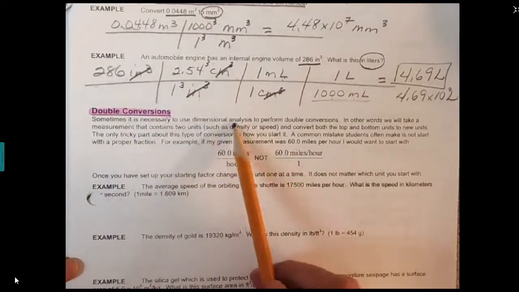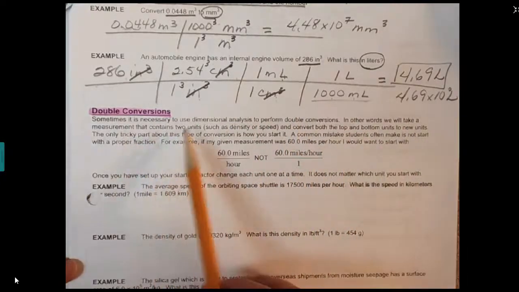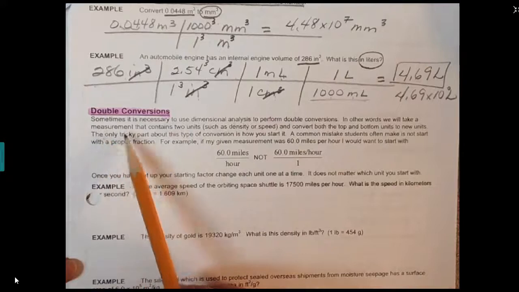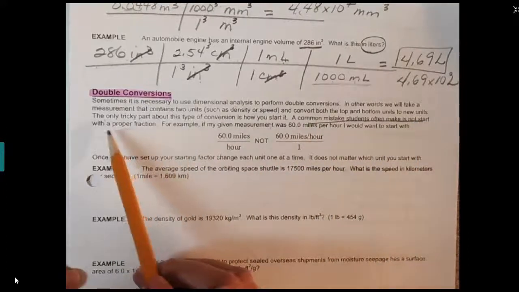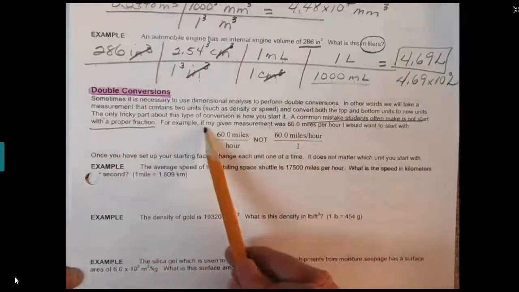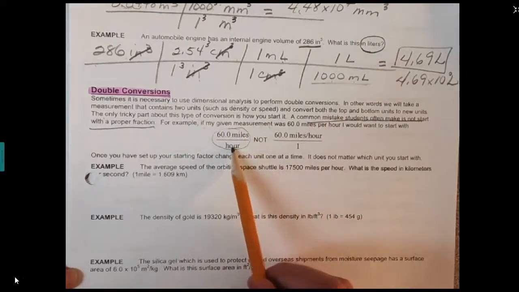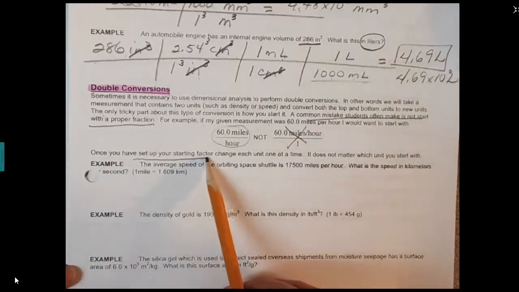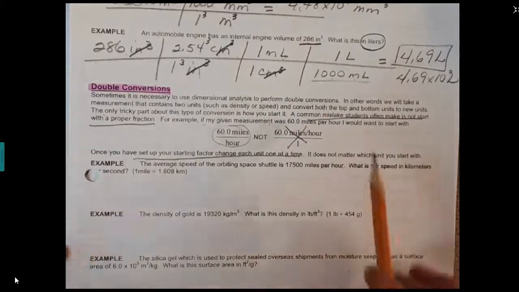Sometimes it is necessary to use dimensional analysis to perform double conversions. In other words, we will take a measurement that contains two units, such as density or speed, and convert both the top and bottom units to new units. The only tricky part about this type of conversion is how you start. A common mistake is not starting with the proper fraction. For example, 60 miles per hour is written 60 miles over 1 hour, not like this. Once you have set up your starting factor, change each unit one at a time. It does not matter which unit you start with.